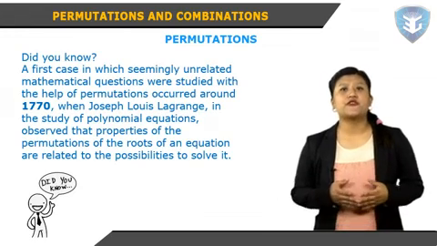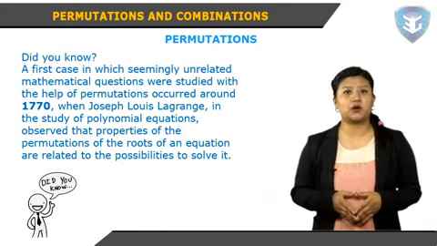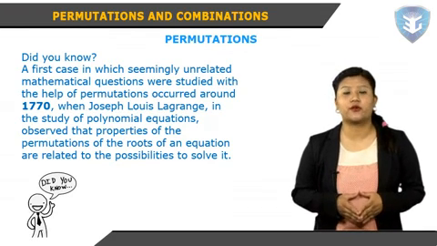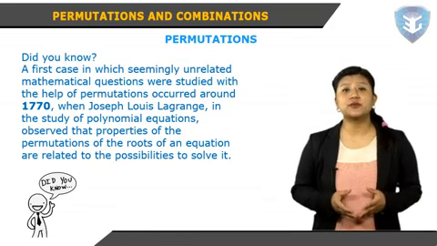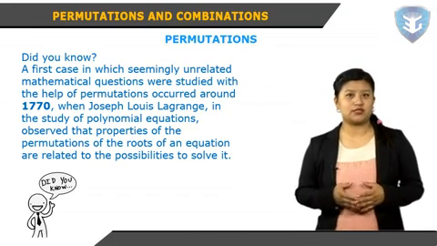Did you know? A first case in which seemingly unrelated mathematical questions were studied with the help of permutations occurred around 1770 when Joseph Louis Lagrange, in the study of polynomial equations, observed that properties of the permutations of the roots of an equation are related to the possibilities to solve it.